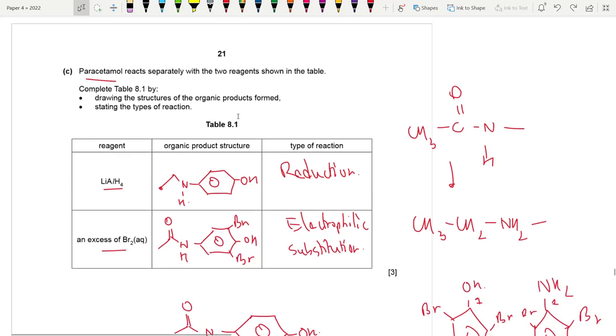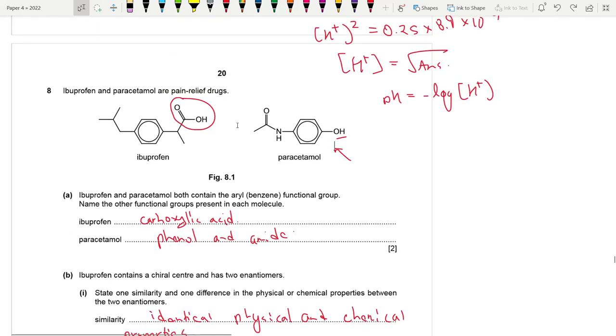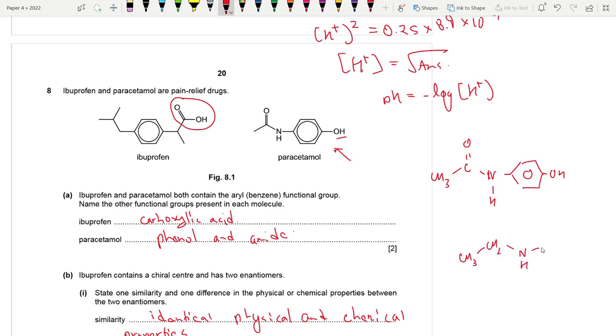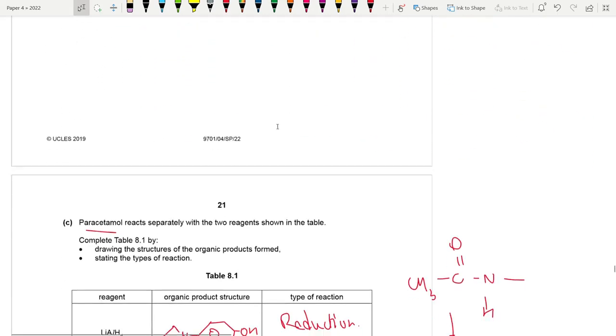Paracetamol reacts separately with 2 reagents, LiAlH4, which is a reducing agent, and an excess of bromine. So basically LiAlH4 reduces the amide, okay, to form an amine. The amide CH3CONH, right? Due to LiAlH4, it's going to turn into an amine, CH3CH2NH, and the OH here. This is a reduction reaction.